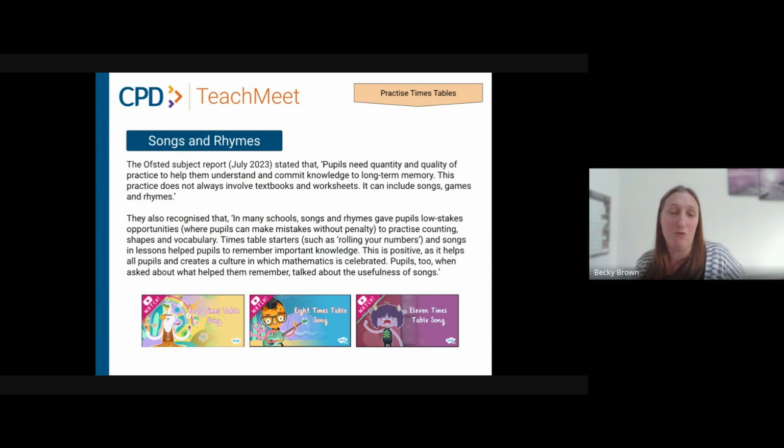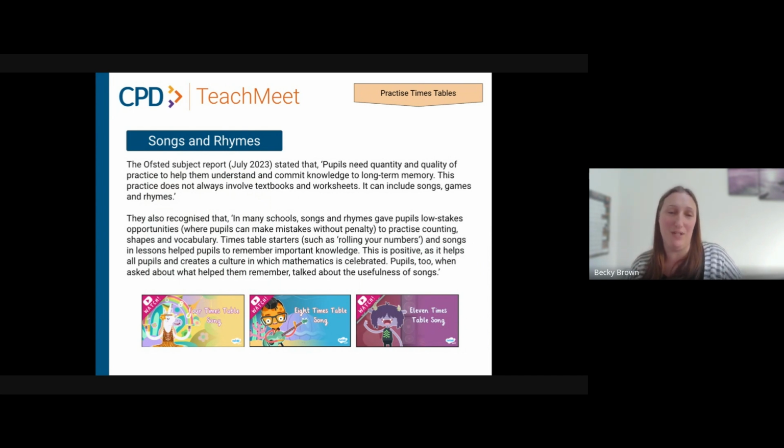And the Ofsted report just backs us up, really, that songs and rhymes are the perfect opportunity for low stakes practice. Children aren't so worried about it. It's not just for times tables, but you can use it for other things. But also it helps them to remember more, which is what you're looking for. And I know that you're not always going to get a whole class of children, all of whom love to sing their times tables, but you will have some. And I think that's why it's important to make sure you're giving a huge range of types of activities to practice times tables.